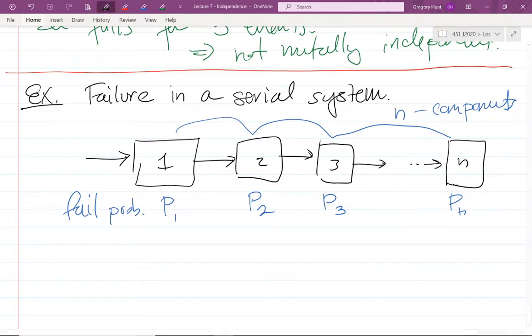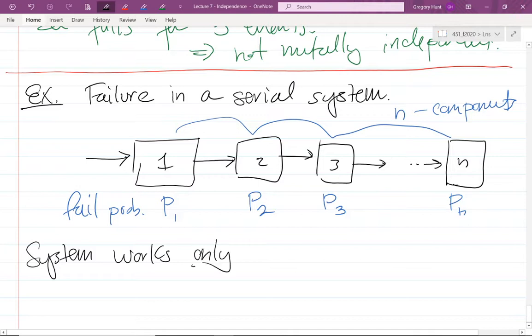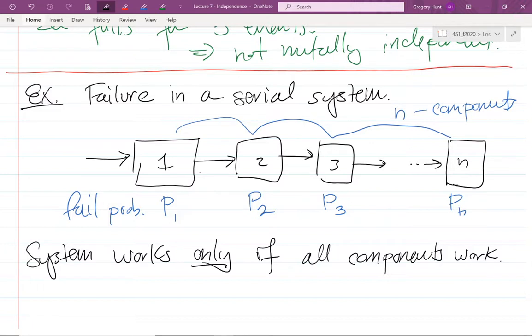Now, what we're going to say is that the system works only if all components work. Right? It's a serial system. You can't go around it. You have to go sequentially, serially, through each of the components. So if one of them fails, the system doesn't work.